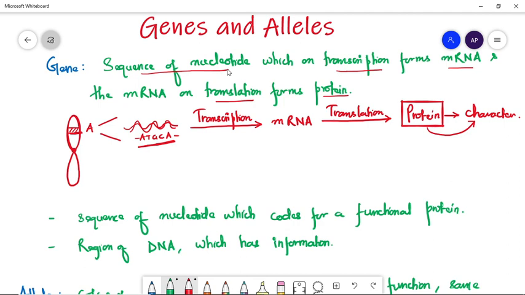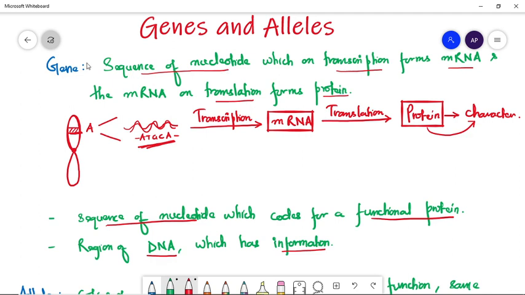But if we have to see in detail, we can also define a gene as a sequence of nucleotides which on transcription forms the mRNA, and the mRNA on translation forms the protein which is functional or which is able to express itself. Therefore, in simple terms, we can define a gene as a sequence of nucleotides which codes for a functional protein, or they are the region of DNA which has information. So this is the definition of gene.